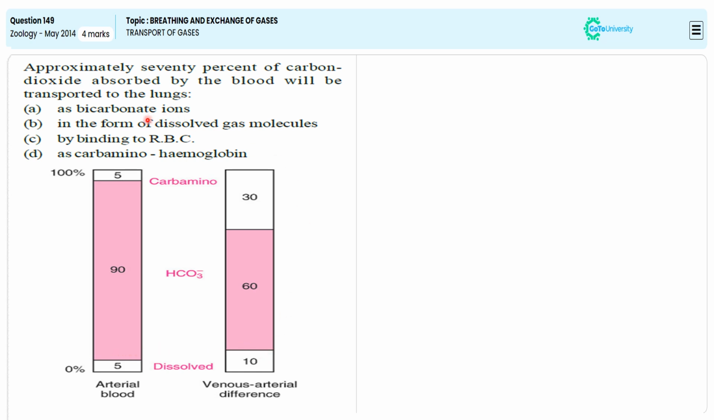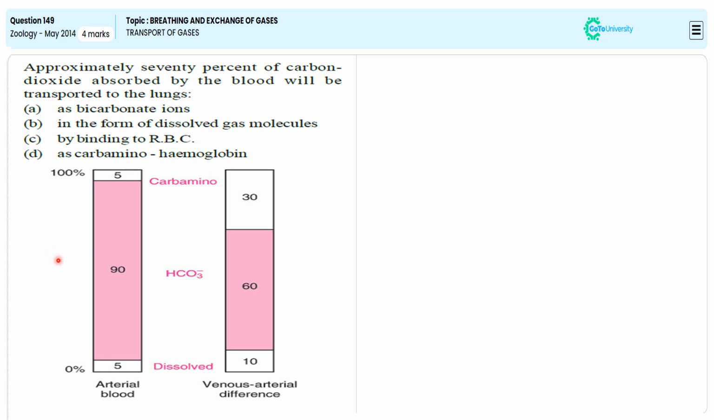With this specification, we are choosing option A as the correct answer. Why? Because if you calculate the mean value of 90 and 60, it comes to about 75. So approximately in that range, the 70 value is coming. That is the reason why we are choosing option A as the correct answer. With this specification, we are ignoring options B, C and D to secure 4 marks.